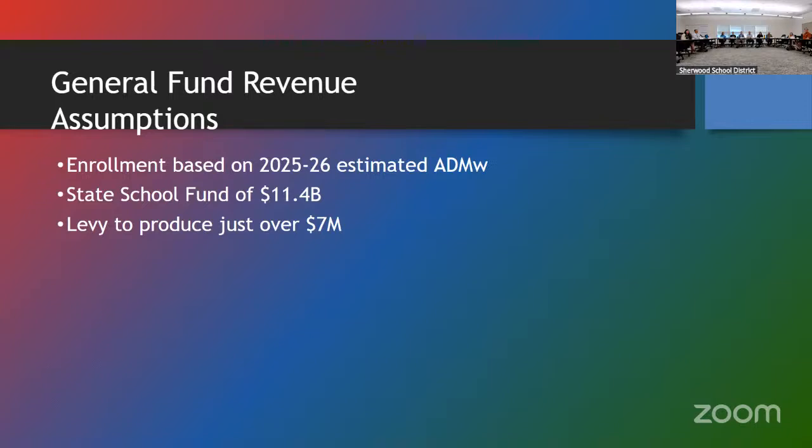Enrollment is based on this current year's ADMW, which is our actual weighted enrollment. The reason we're basing it on that is, every school year, we get funded on a per student basis on either the higher number of current year enrollment or the prior year enrollment. So for 26-27, we're basing it on the prior year, which is this current year. And so that's an important assumption. State school fund, 11.4 billion, which is locked in, and the levy producing just over $7 million.